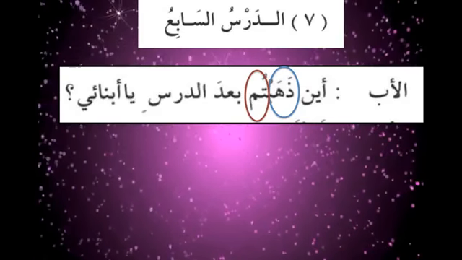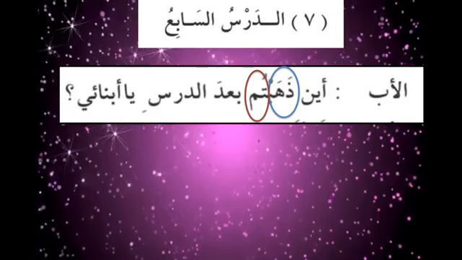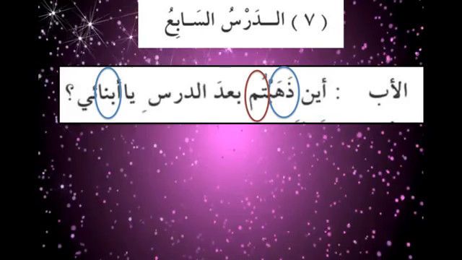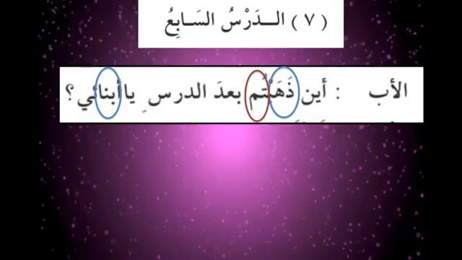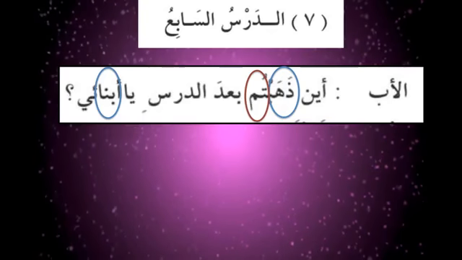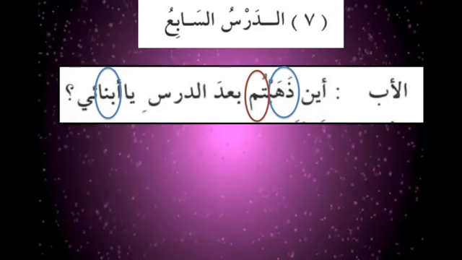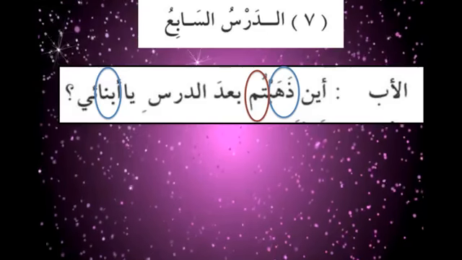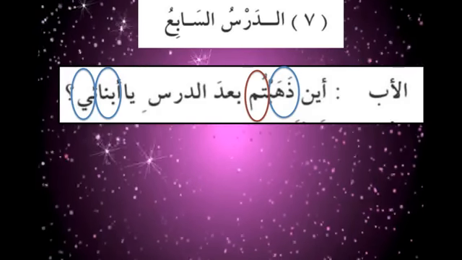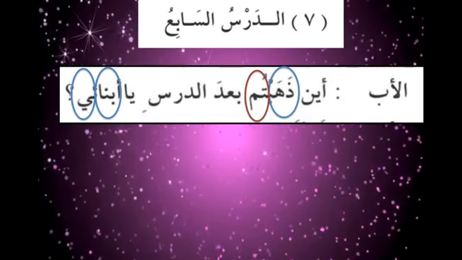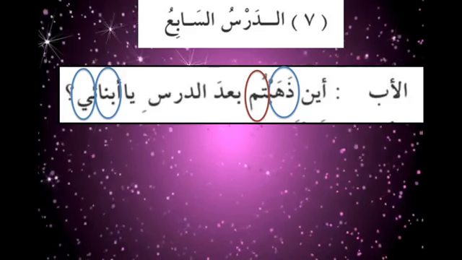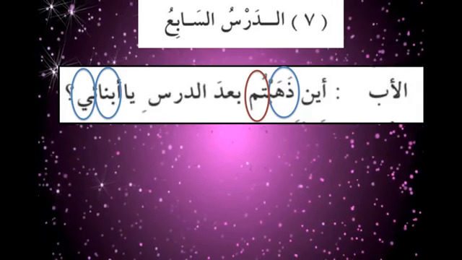Ba'da is the zarf, and what comes after the zarf is mudaf ilayhi. So ba'da darsi, after the lesson, ya abna'i. Ibnun, the plural is abna'un, and here it is mudaf and mudaf ilayhi, abna'i, O my sons. So aina dhahabtum ba'da darsi ya abna'i, where did you go? We are using 'did you go'. That's how you translate in the past tense.